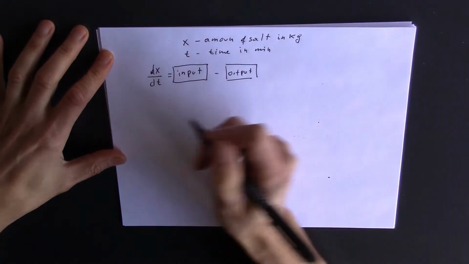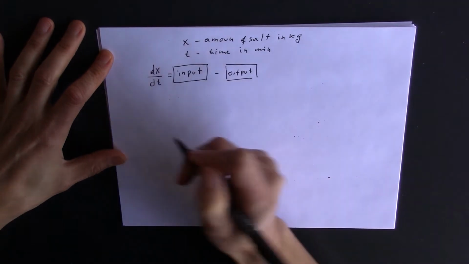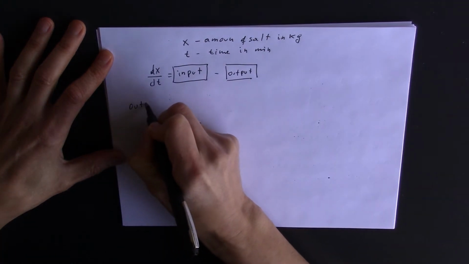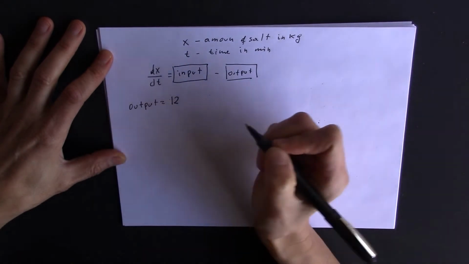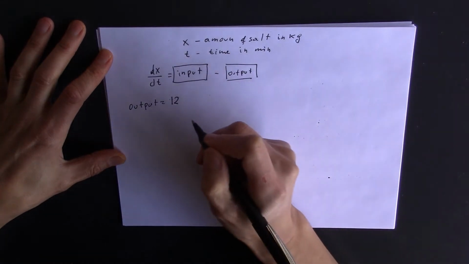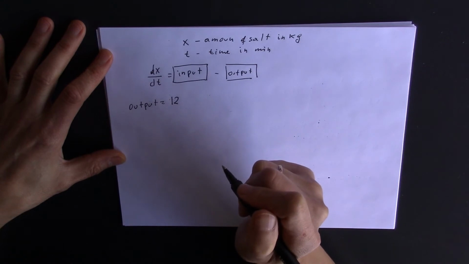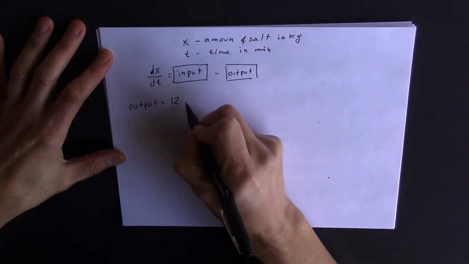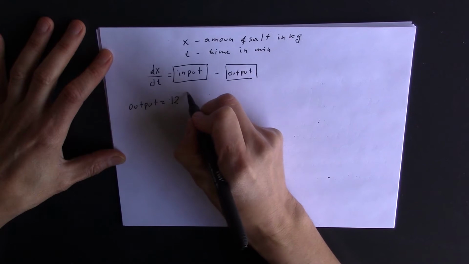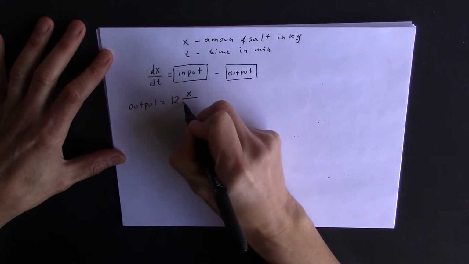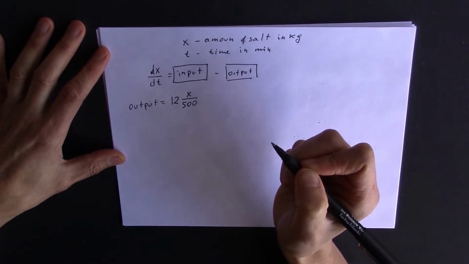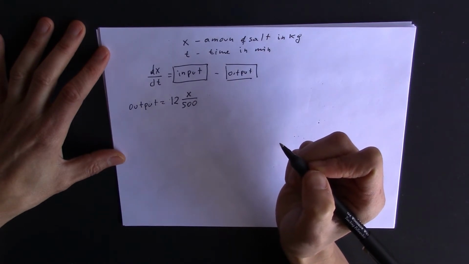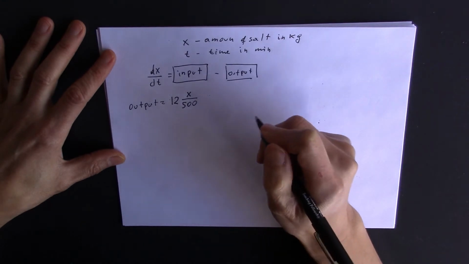Let's figure out what the output is. We have 12 liters leaving the tank. So how much salt is leaving? 12 liters times the concentration. The concentration is x amount of salt in 500 liters. So 12 times x over 500, that's our output. Now the input.